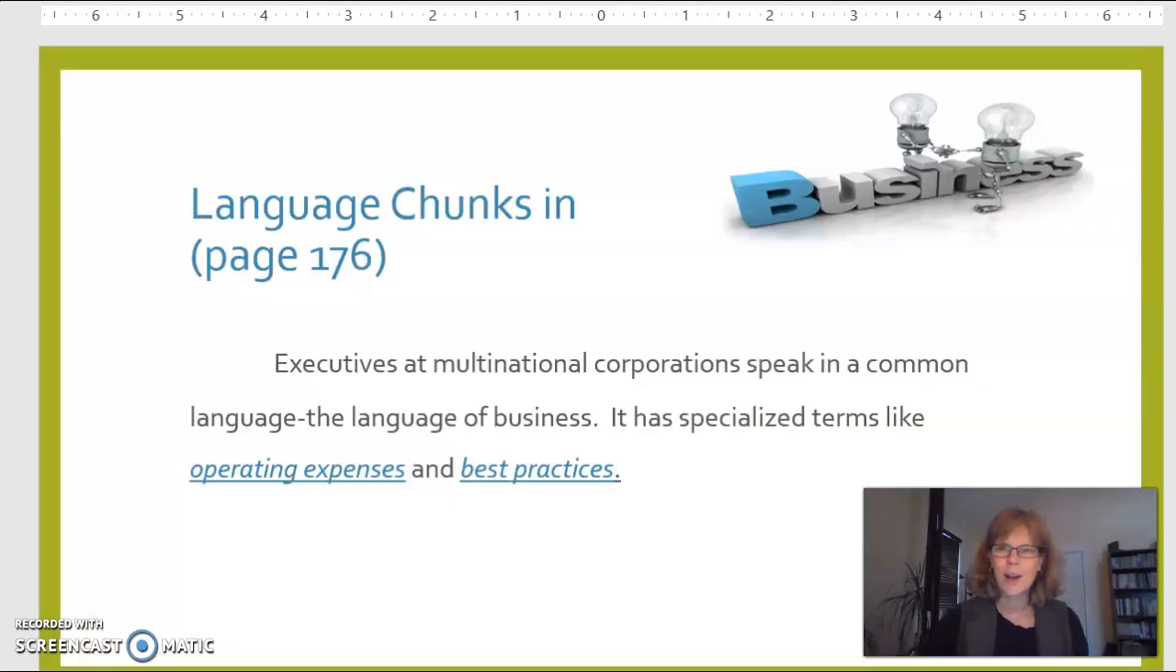So your book gets us started with some business language chunks. And this is on page 176. They give you these paragraphs and they put in bold language chunks like operating expenses or best practices. And those are phrases that are used to refer to one thing, right? The operating expenses, what it costs to run a business, or the best practices, the current models or the current wisdom in how to best run a business.